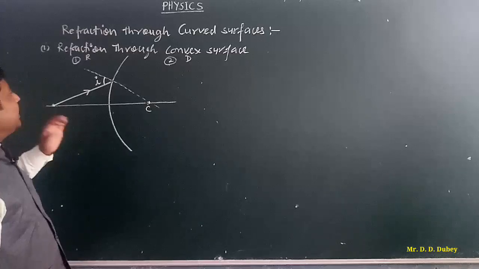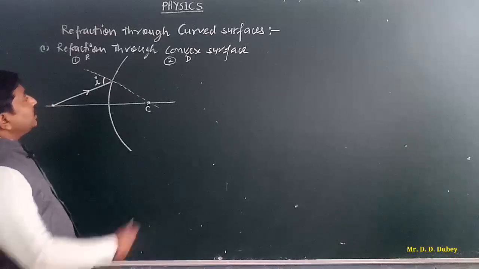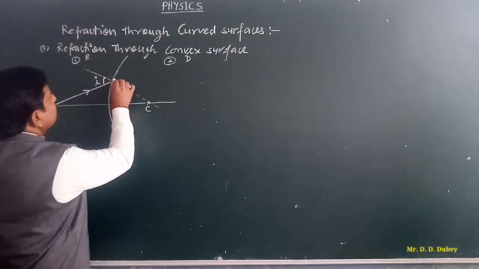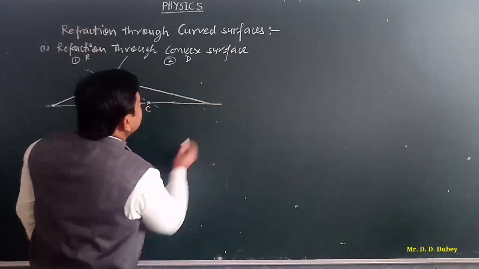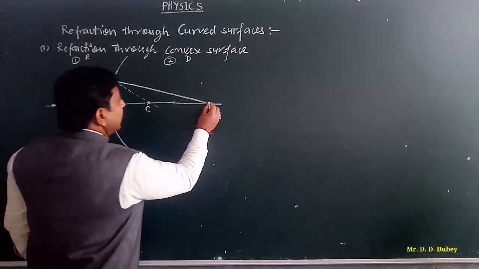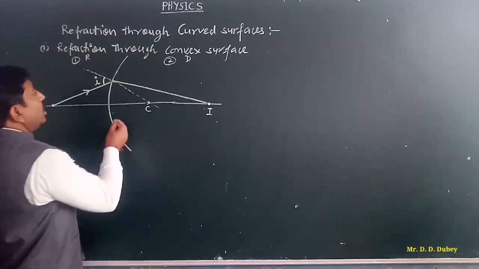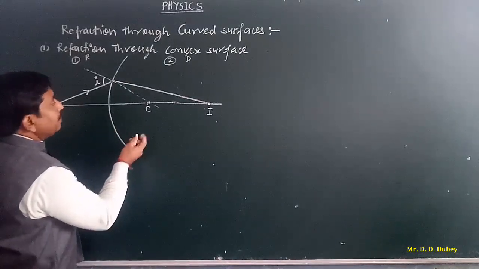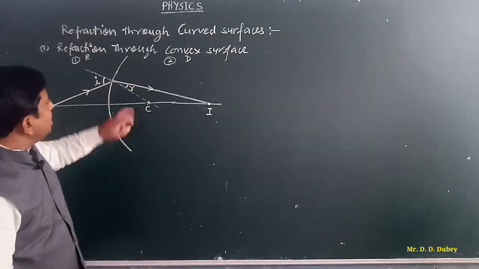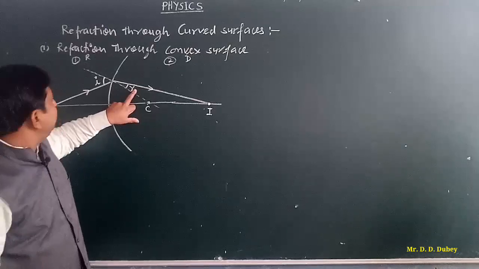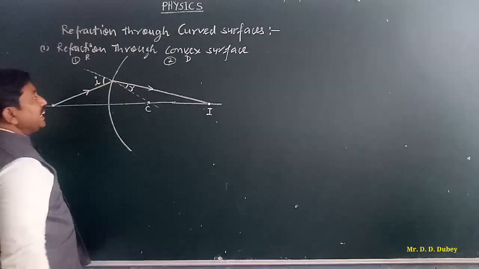Now as we know that when a light ray goes from a rarer medium to a denser medium, it is refracted towards the normal. So the final light ray goes in this direction and meets the principal axis at point I. The angle this ray makes with the normal is taken as R. This is known as the angle of refraction. This is the angle of incidence, and this is the point of incidence.